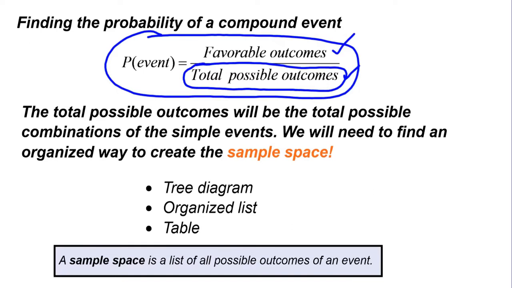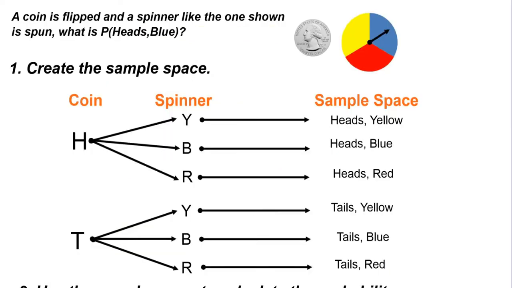And to do that, it's finding the combinations of all those simple events, and we're going to create what's called a sample space. Now, a sample space is just a list of all the possible outcomes of an event. It's nothing complex. It's just writing down all the possible outcomes of an event. So to do that, we can see all the possible outcomes, and we'll get the denominator of that ratio. Three ways that we can get a sample space would be to create a tree diagram, just make an organized list, or create a table. I'm going to show an example of each one of those for the following compound events.